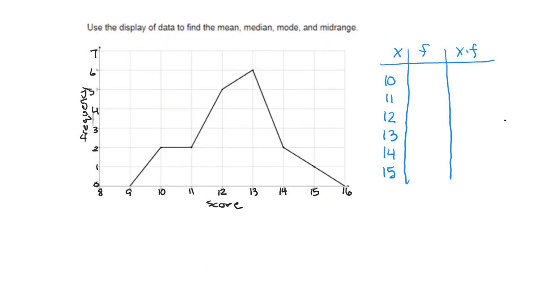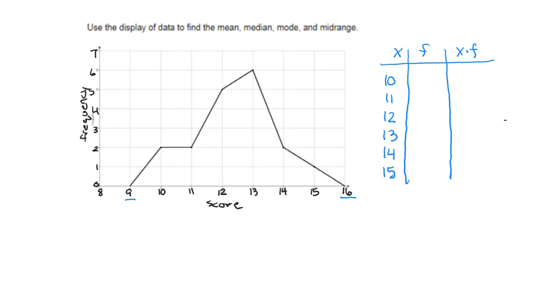For this problem, it's giving you a frequency polygon and saying use the display of data to find the mean, median, mode, and mid-range. I rewrote this a little bit so that we could see all the scores listed below and the frequency on the vertical axis. To find the mean, since this is a frequency distribution, I wrote down the scores involved: 10, 11, 12, 13, 14, 15. The score of 9 has a height of 0, and the score of 16 also has a height of 0, so those are not included.